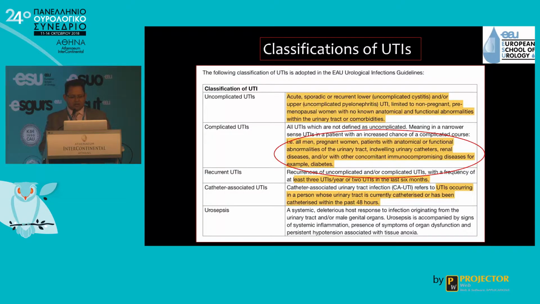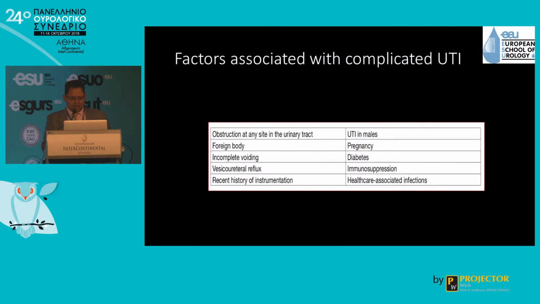And when you look at the classification, by definition, men, pregnancy, patients with abnormalities of the urinary tract, indwelling catheters, or other immunosuppression are all complicated. And similarly, apart from that, people who have healthcare-associated infection, foreign body, or recent instrumentation, again, it's a complicated infection.